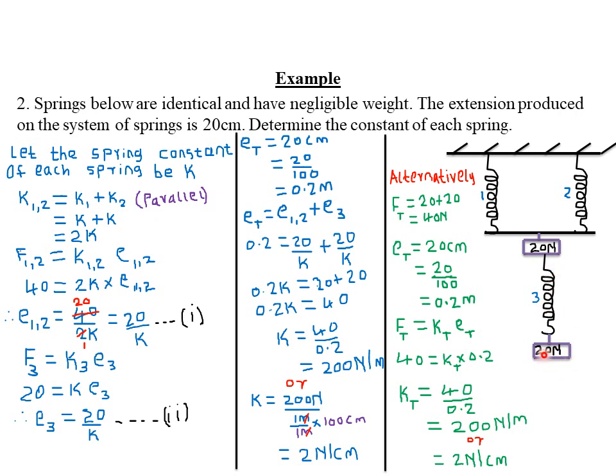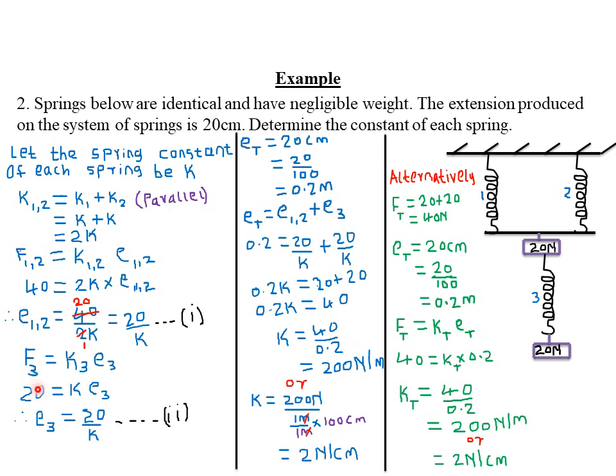But the only force that is on the lower side of spring 3 is the one that will cause that spring to extend, because the weight acts downwards and not upwards due to the gravity of the earth. So the force causing spring 3 to extend is only the 20 Newton. Therefore, F3 must be equal to K3 times the extension due to spring 3.